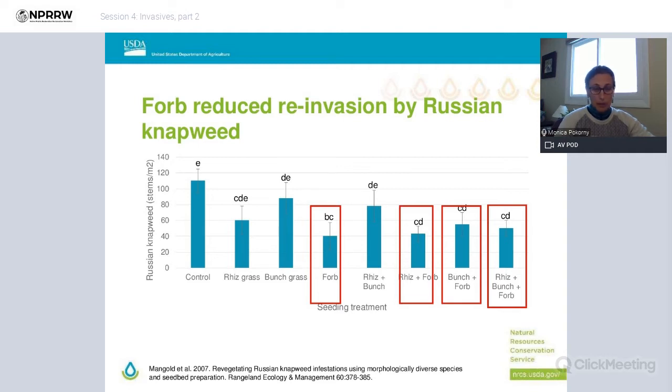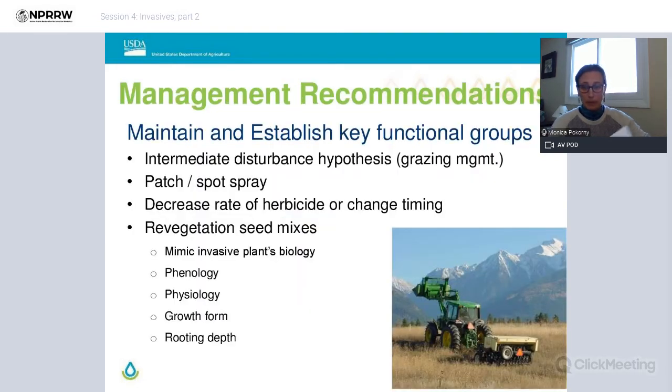So follow-up management on this site would be really important to enhance the desired species while continuing to suppress the Russian knapweed. So the herbicide that was used was really a short-lived effect because it was just glyphosate. There's no residual, but it was really important to use it in order to get the desired species established, particularly the forb established on the site.